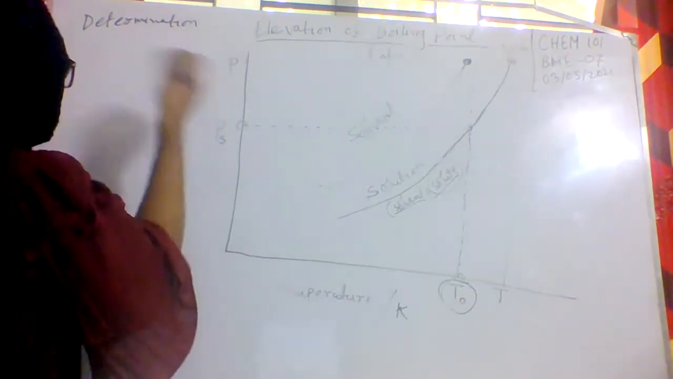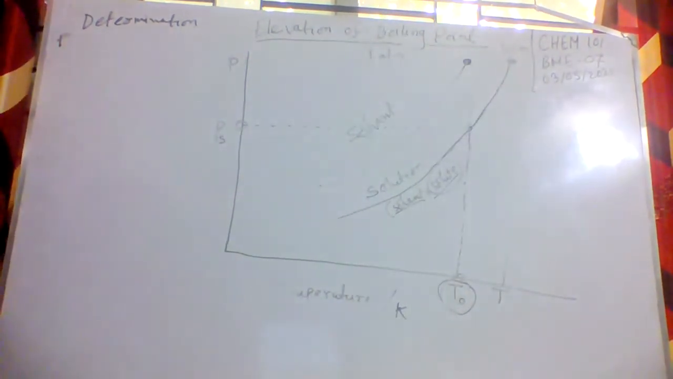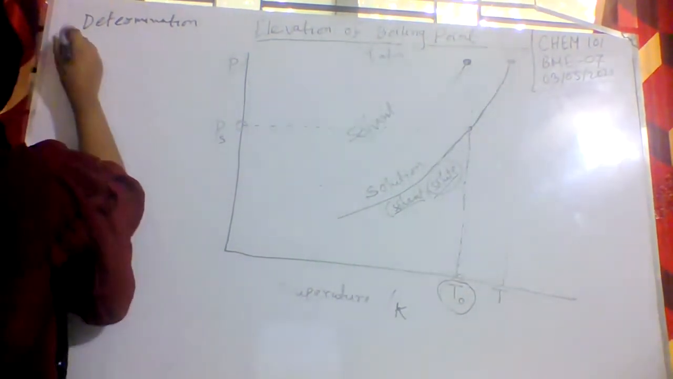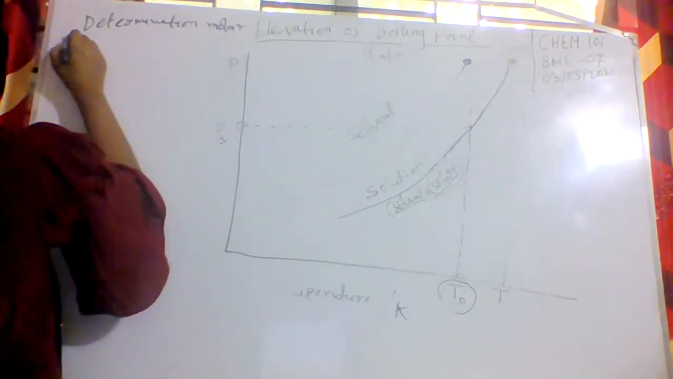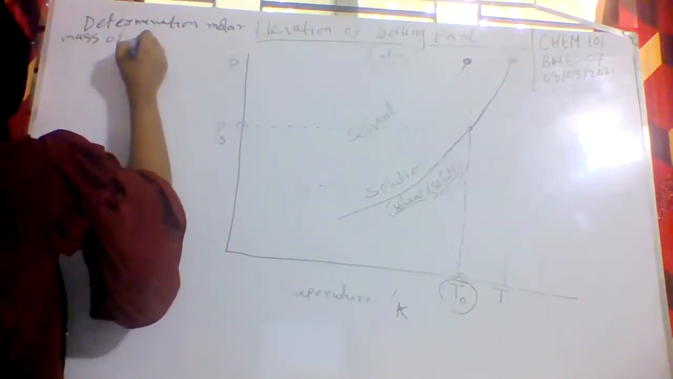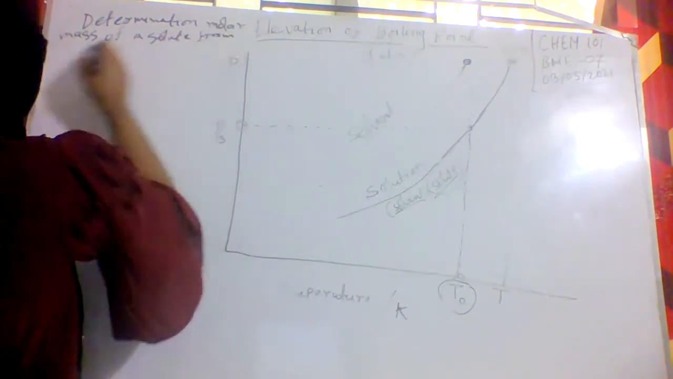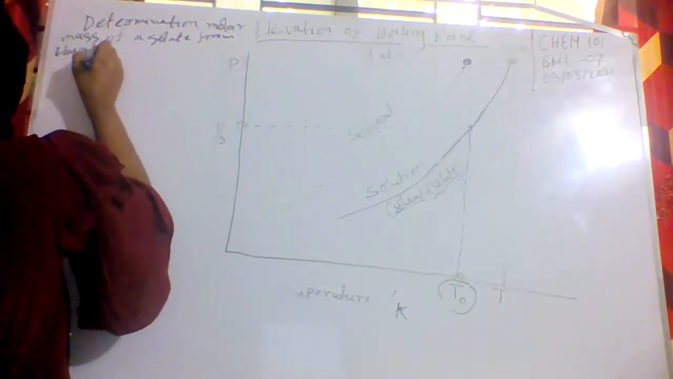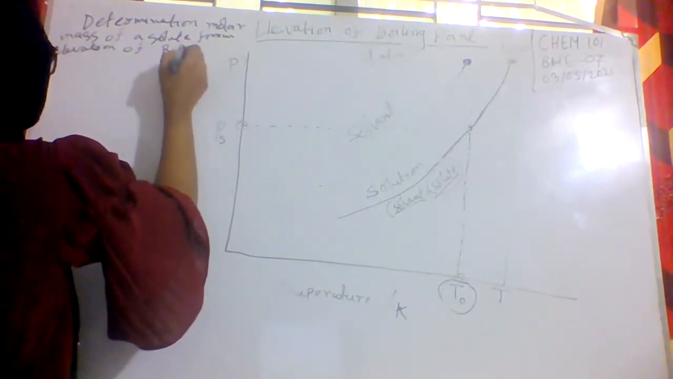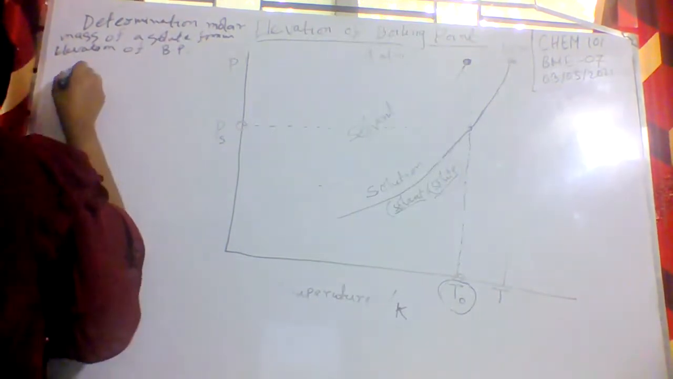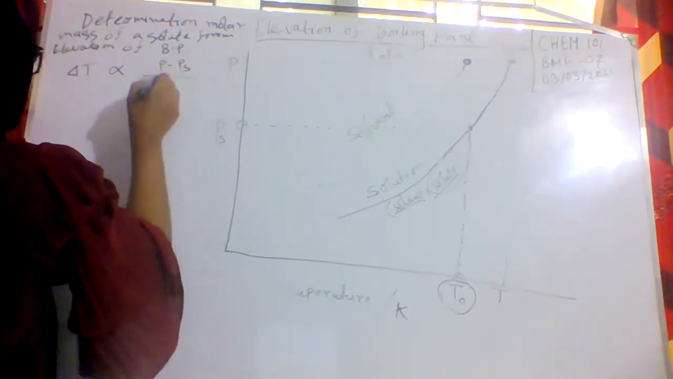Okay, determination of molar mass of a solute from elevation of boiling point. So now I'm going to the application of elevation of boiling point. Theoretically we can write it like that: (P minus Ps) by P.